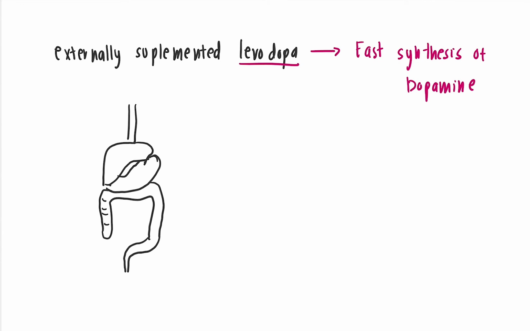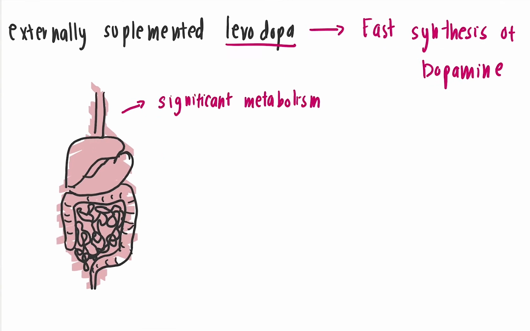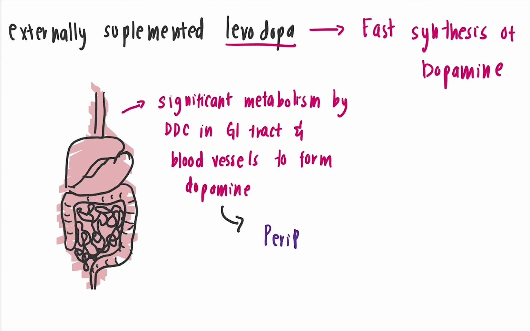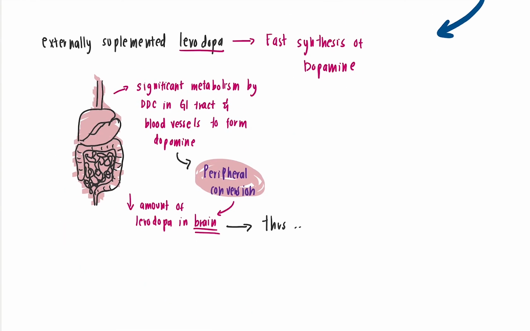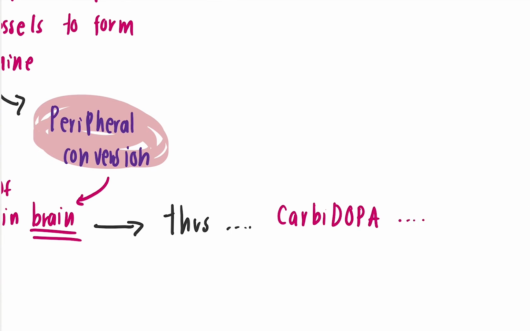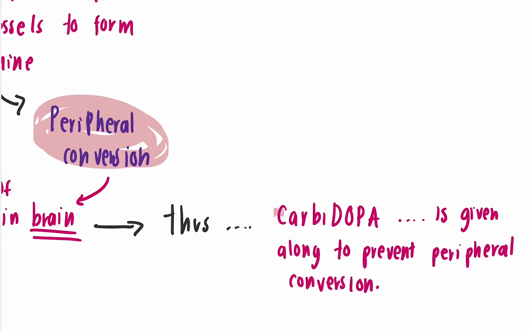So when levodopa is given as an external supplement, it gets synthesized into dopamine in a very fast way. Due to the significant metabolism, the amounts that we actually need for levodopa to be converted into dopamine are not reached in the brain. This is called peripheral conversion, where the majority is actually synthesized in the GI tract or the blood vessels. So this leads to a reduced amount of levodopa and dopamine in the brain.